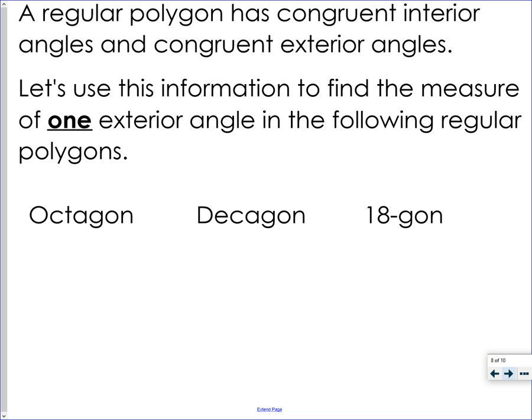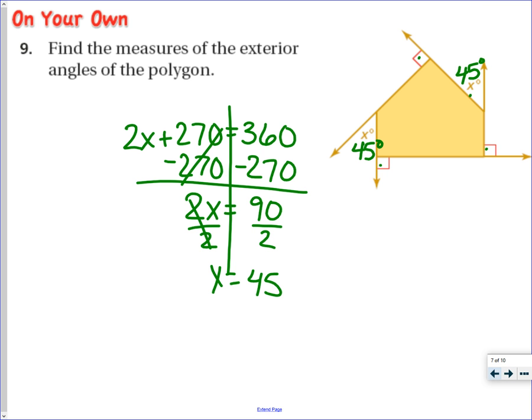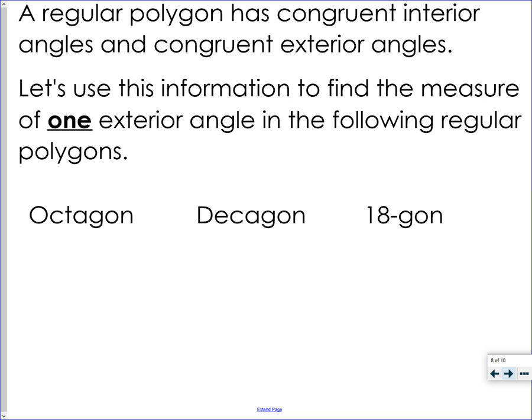A regular polygon has congruent interior angles and congruent exterior angles. So when we talk about a regular polygon, that means that all the sides match, all the angles match, and if all the interior angles match, then all of the exterior angles also match. So instead of doing the work like we did in the last lesson, where we had to find the total of all of the angles, then divide by how many angles there are, I could do this a lot faster, knowing about exterior angles, and the sum is going to be 360.